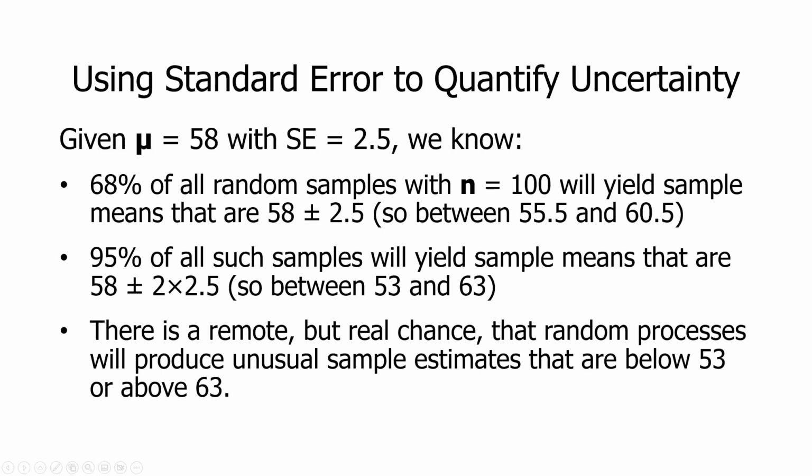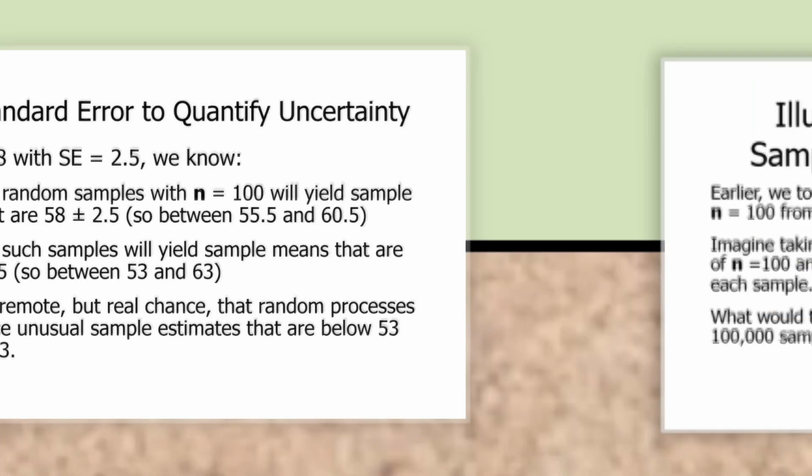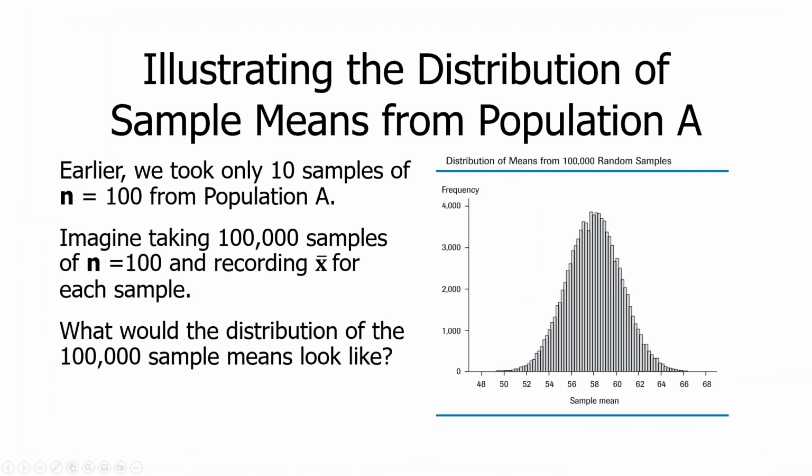We are dealing with random processes here, so there's a remote but real chance that random processes will produce bona fide flukes. We might get a mean that is below 53 or above 63. In fact, 2.5% chance below 53 and a 2.5% chance above 63. Now, let's illustrate where these percentages come from and illustrate the central limit theorem. And in doing so, we'll produce what's called the sampling distribution of population A given sample sizes of 100.